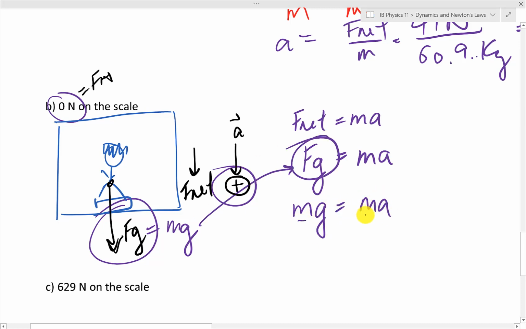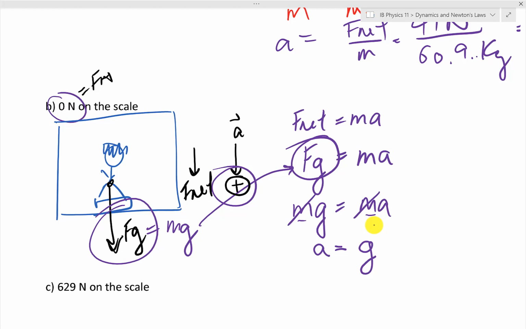His mass is still his mass. That's not going to change. We can just cancel these two out. We are left with his acceleration in the elevator being equal to that of gravity. Uh-oh. What does that mean? If he's accelerating downwards at the rate of gravity, that means he must be falling. He must be in free fall.